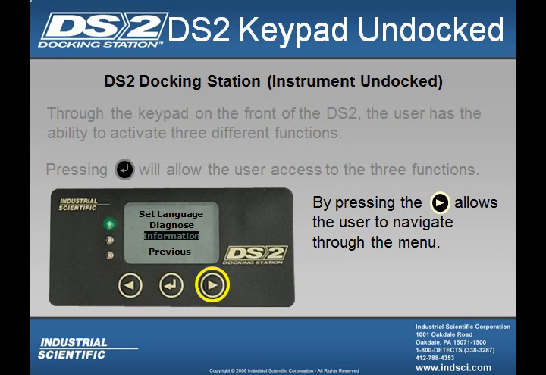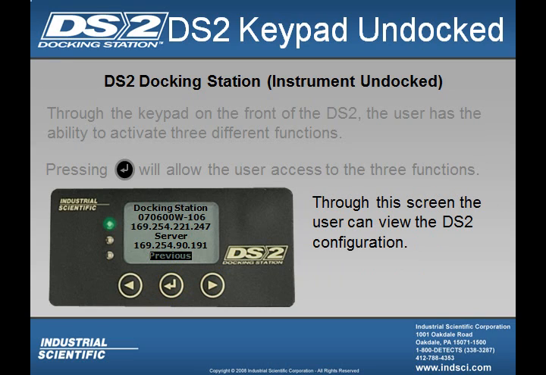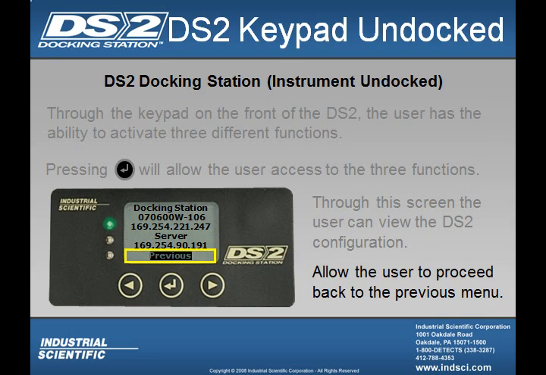Now, by pressing my right arrow button from Diagnose, my last option is Information. If I press my Enter button, I can select Information. Through this screen, the user can view the DS2 configuration. And what it will show is, of course, the DS2 serial number, along with the current DS2 IP address. And in addition, it'll show the current server IP address. If I wish to go back to my previous menu, what you'll see highlighted is Previous, and all I have to do is press Enter, and I'll go back to that previous menu.